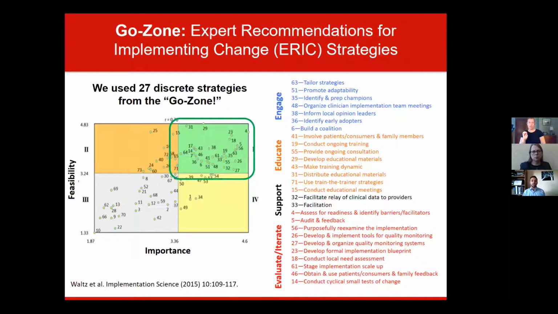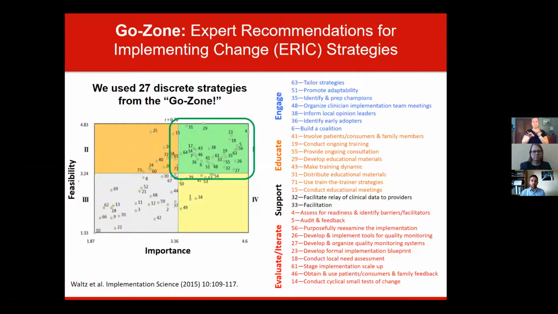So it turns out that across those 4 implementation core components that I described, we did use 27 discrete strategies from that go zone, as well as other ones not from the go zone. But here are the ones from the go zone, and you can see how they cluster across those 4 core components of engaging, educating, providing support, and evaluating to iterate. So I'm going to go over some examples.